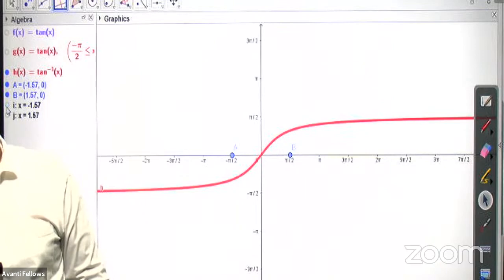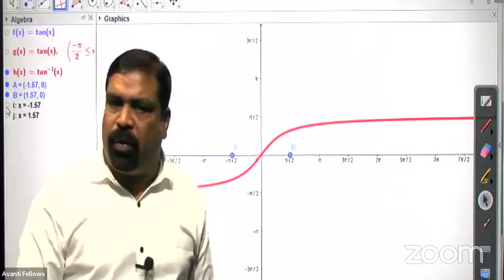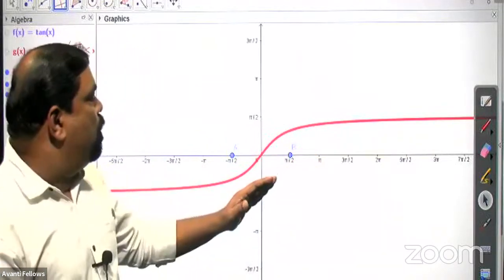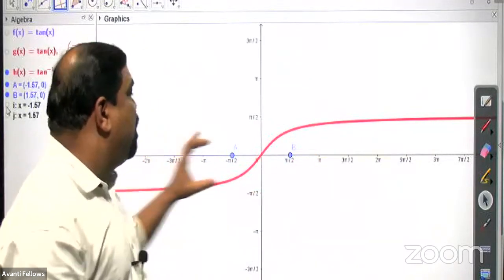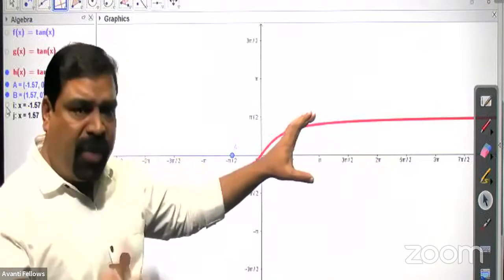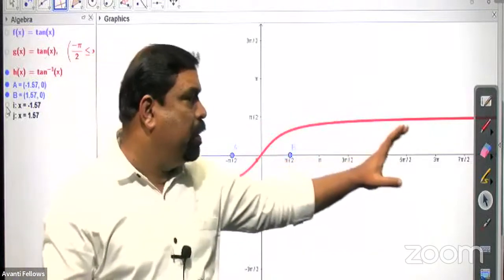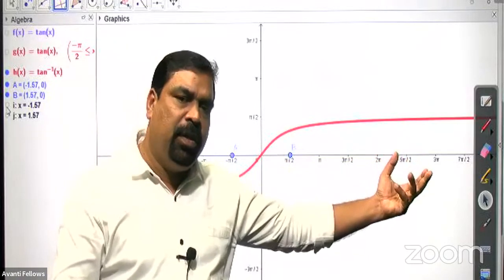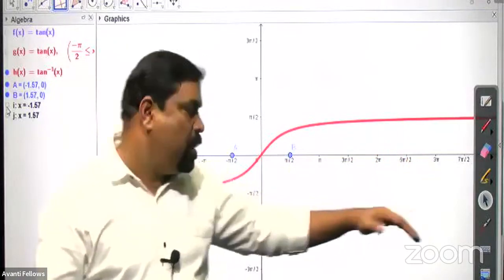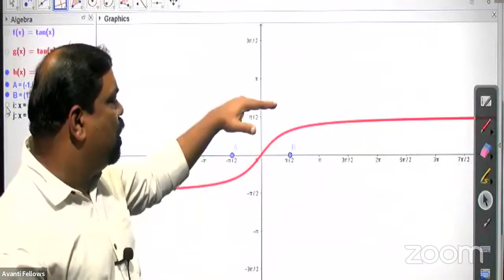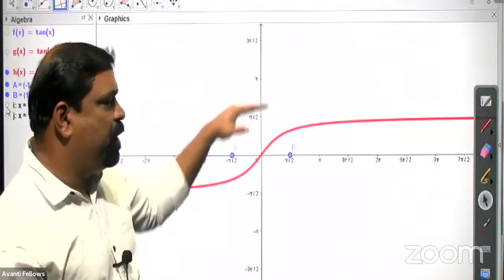So concentrate only on this tan inverse x graph. Okay, this is the graph of tan inverse x. Please understand. The domain is all real numbers very clearly. Tan inverse x, the domain is all real numbers and the principal value branch, the range, is the open interval minus pi by 2 to plus pi by 2.